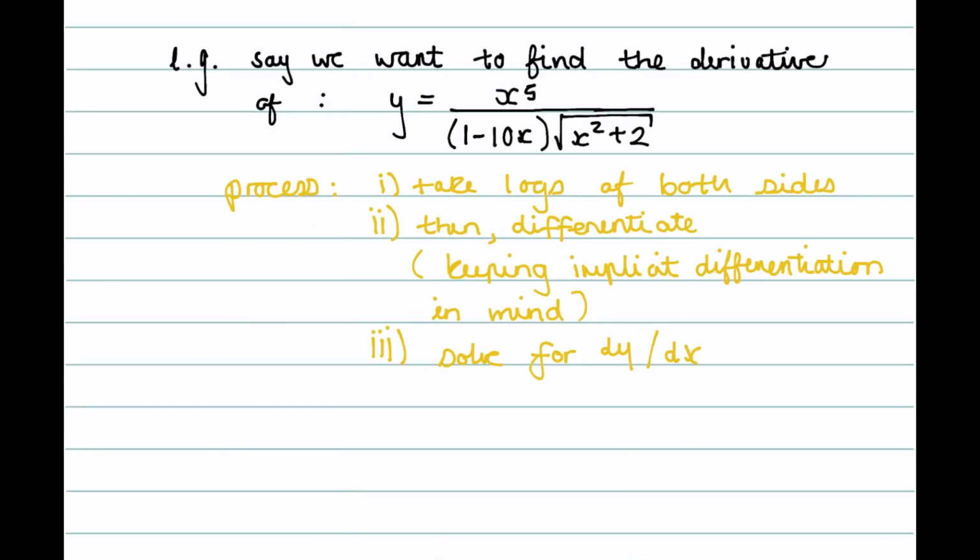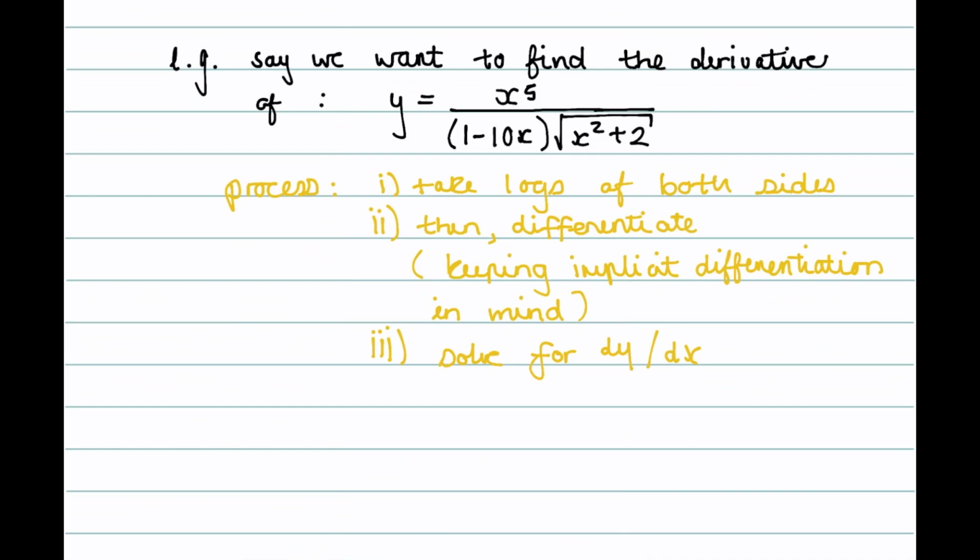So say we wanted to find the derivative of a function y is equal to x to the 5 over 1 minus 10x times the square root of x squared plus 2. So our general process for this kind of derivative calculation is to take logs of both sides.